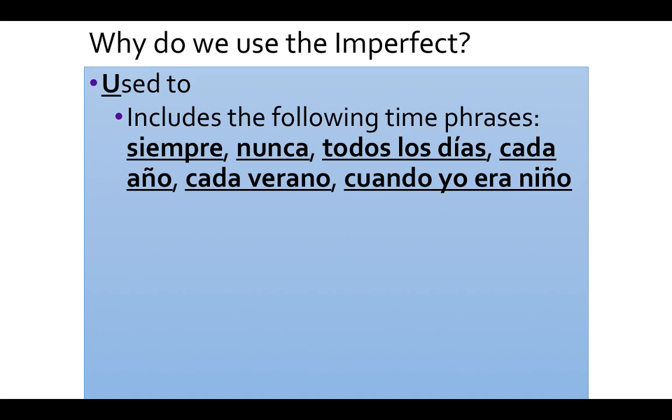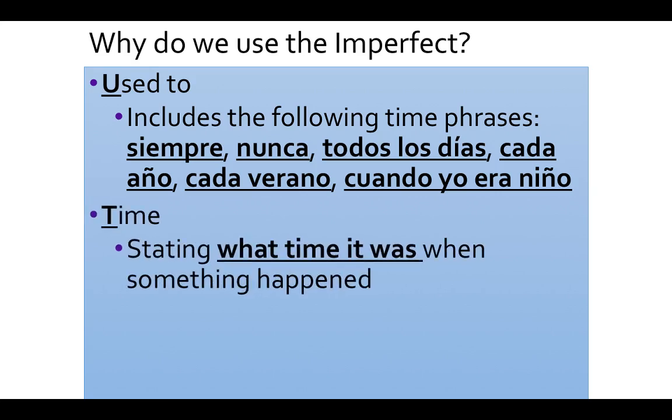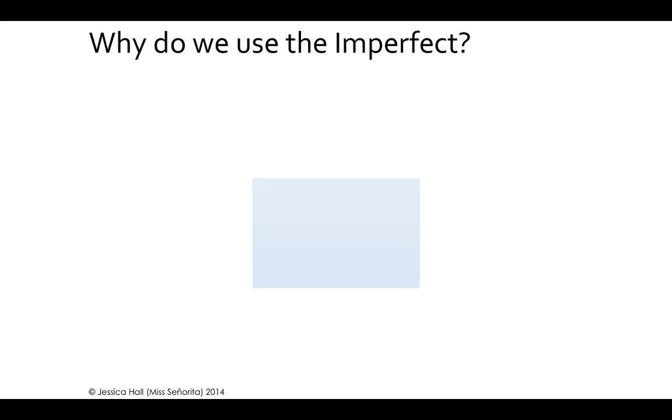Every day we would always go to Pal's after class. Okay, used to. The T in the imperfect stands for time, stating what time it was when something happened. You may remember in the present tense to say it is 2 o'clock, we say son las dos. Well, if I want to say that it was 2 o'clock, we're going to use the imperfect and say eran las dos, with that imperfect irregular there. Ser, eran las dos. So used to, time, our first two letters of UTOAD.